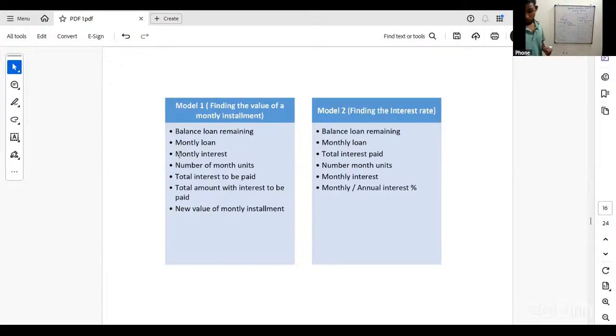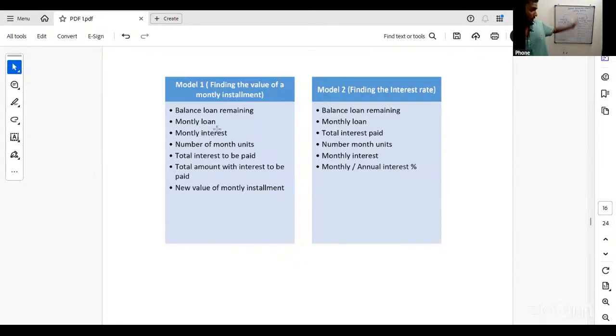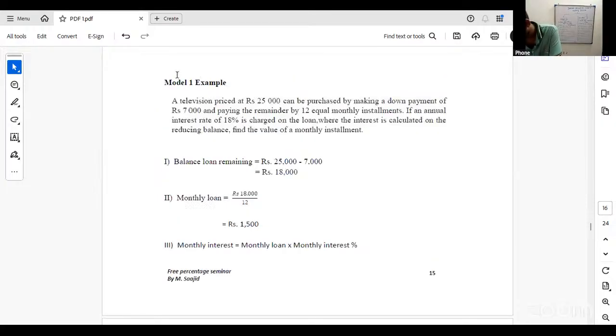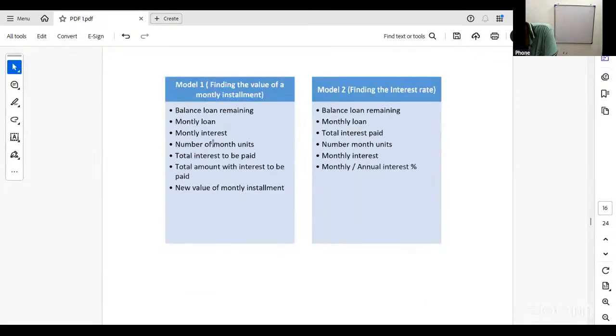And now let's do some questions so that you can understand each of these individually. At first, I know some of you won't understand how to remember this, but you can understand this once we do questions. Let's do the first model example. Now this example is on model 1, right? First model. Carefully listen. What's the first model? The first model is when they ask to find the value of a monthly installment.